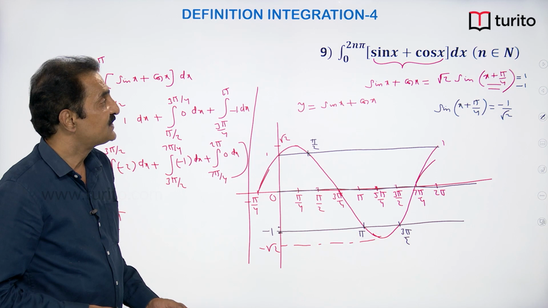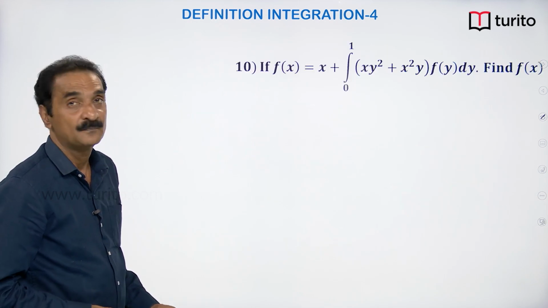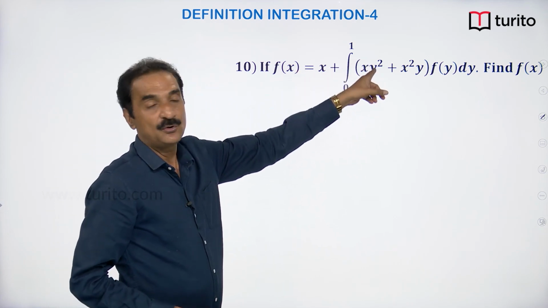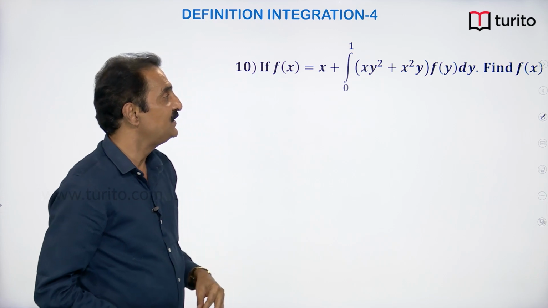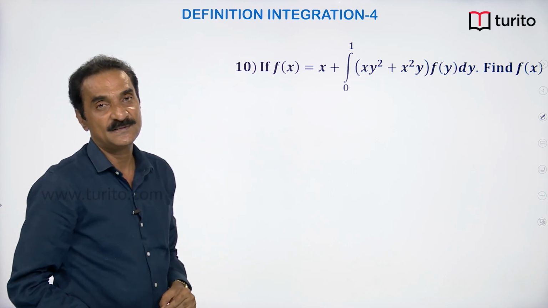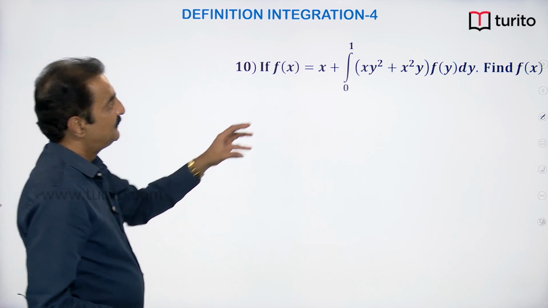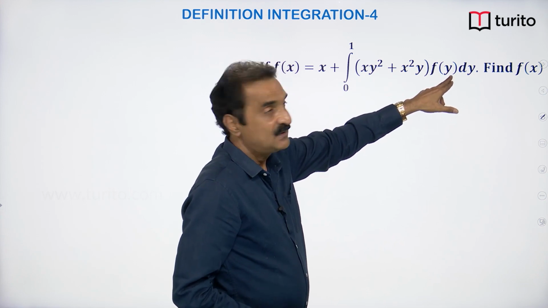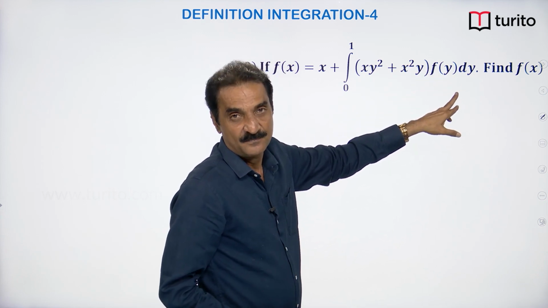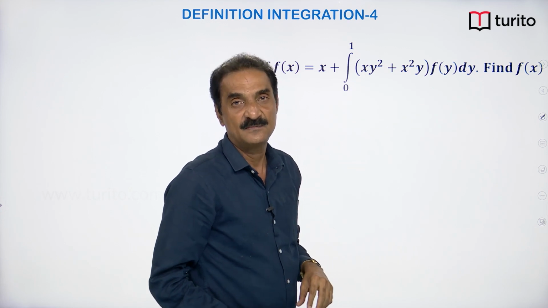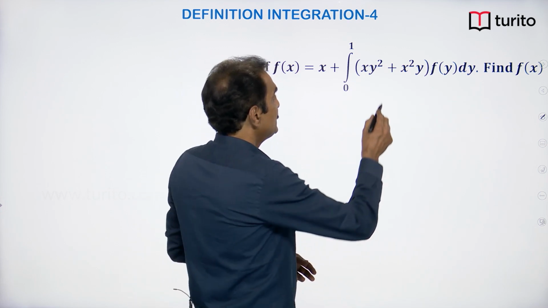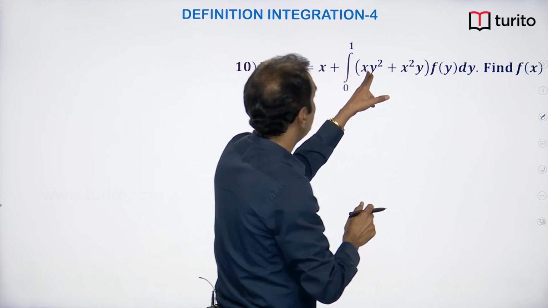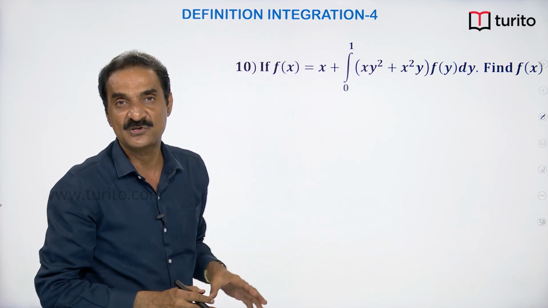Okay. Next, if f of x is equal to x plus integral 0 to 1 of (x y square plus x square y) into f of y dy, find f of x. In a definite integral, when there are two variables, you can assume that one is independent of the other unless separately given some relation between x and y. So we are integrating with respect to y, so we can take out x, treating x as constant.